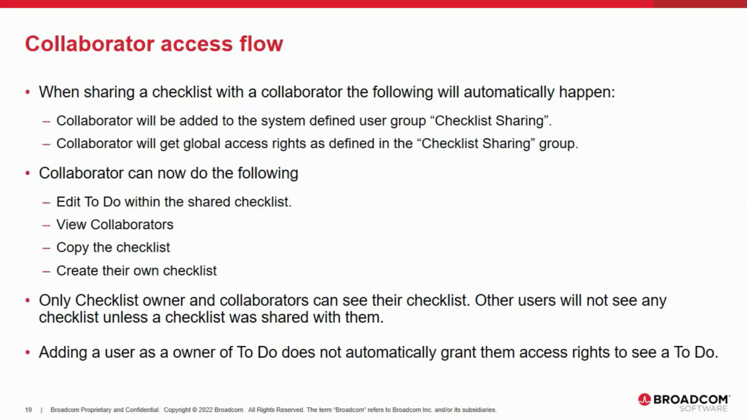They can edit the to-dos within the shared checklist, view collaborators in that checklist, copy a checklist, and create their own checklist. Only the checklist owner and collaborators can see their checklist. Other users will not see any other checklist that might have been created in the system. Adding a user as an owner to the to-do does not automatically grant them access right to see a to-do. They have to be shared, or the checklist has to be shared with the other owners.